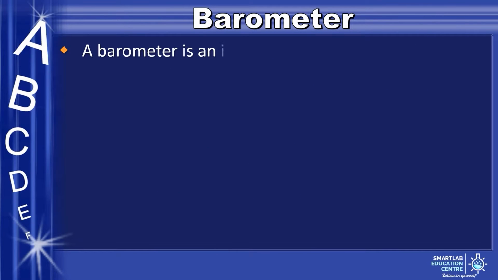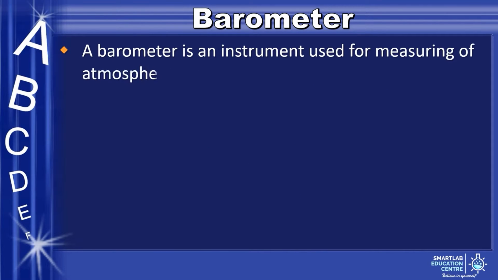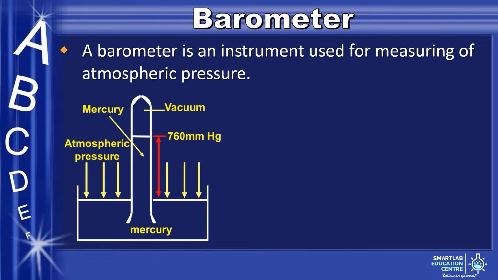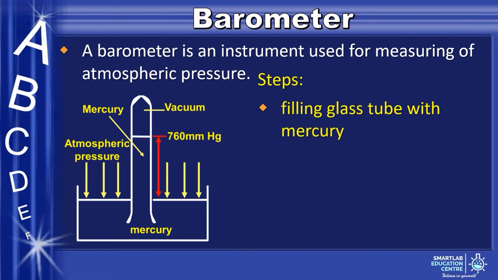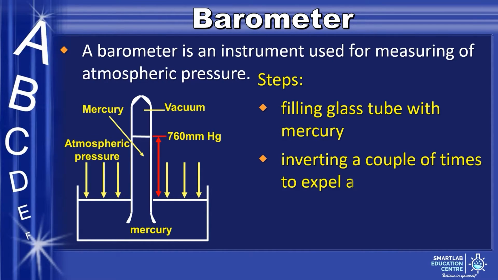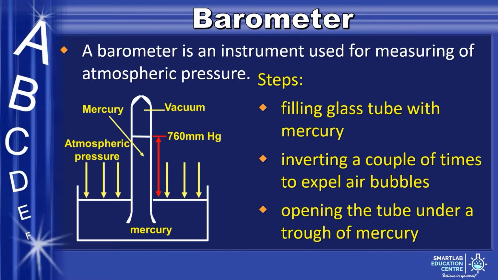To measure atmospheric pressure, we use an instrument known as a barometer. Here is a diagram as shown. How do we make one? Firstly, we fill a glass test tube with mercury. Next, we invert it a couple of times to expel the air bubbles in the mercury column. Lastly, we expose the glass test tube under a trough of mercury.